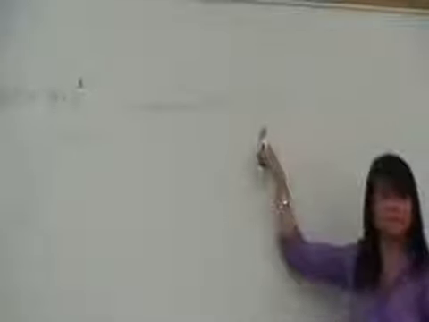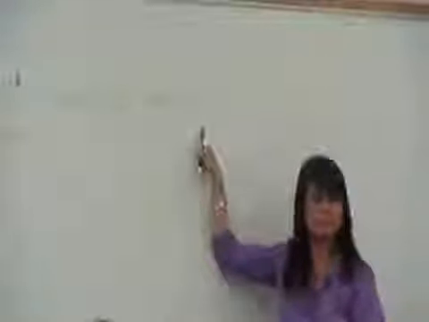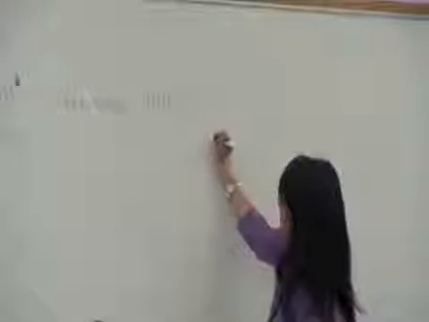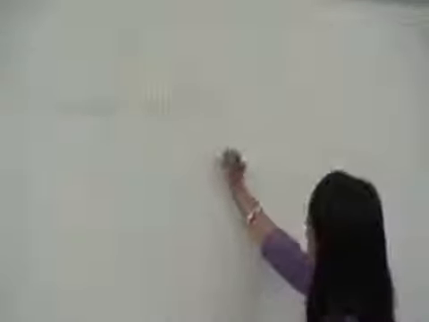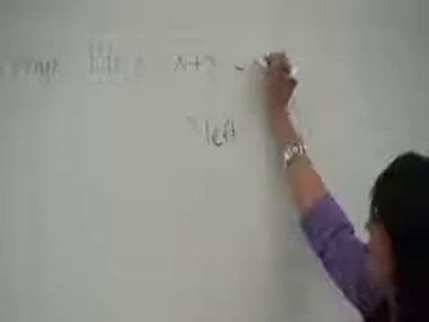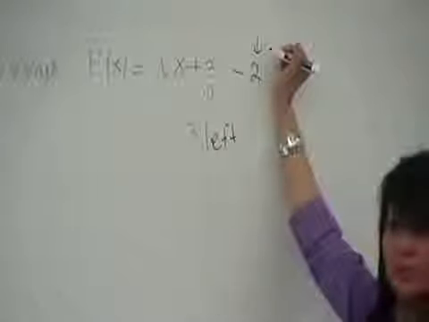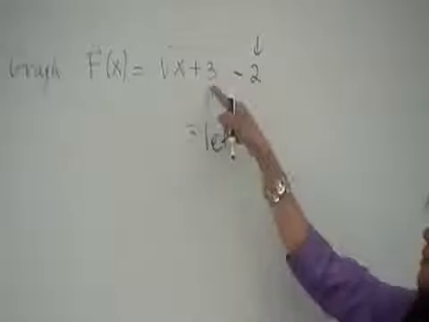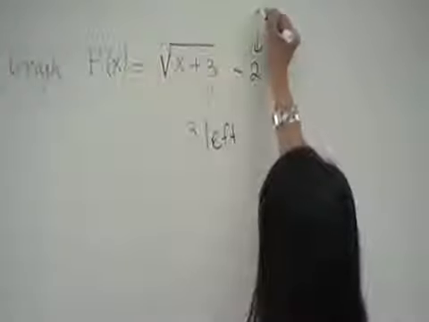What is the effect of the +3 inside the square root sign? That's going to move the graph 3 to the left. Left, right? It will go 3 left, alright? And if I put, let's say, a -2 here, what will the effect of that be? It's outside of the square root, so it moves down. 2 down.